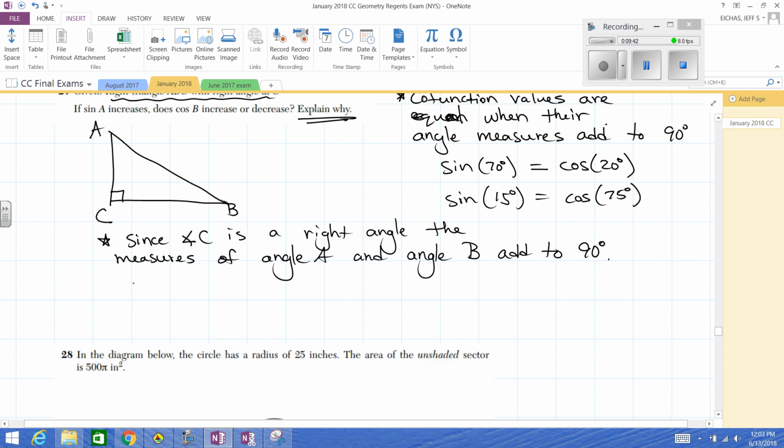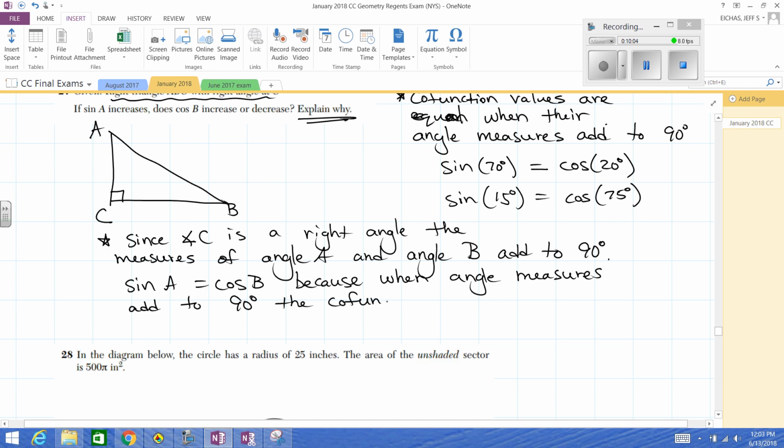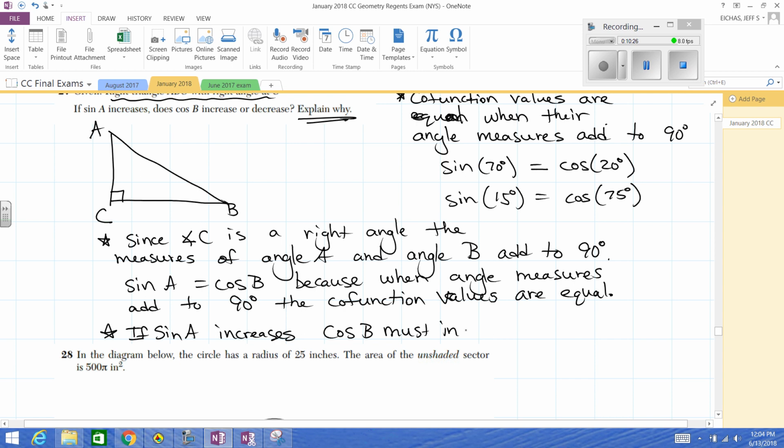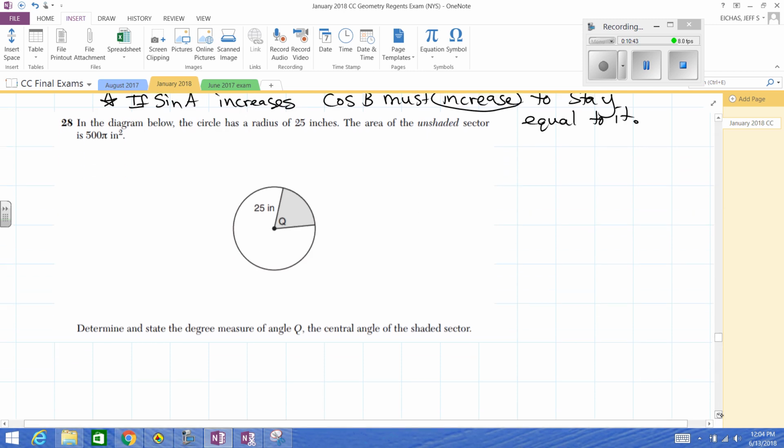Sine of A equals cos of B because when angle measures add to 90, cofunction values are equal. If sine A increases, cos B must increase to stay equal to it. That's it. So the answer is increase, and that's the best I can do to explain why. Okay, number 28.